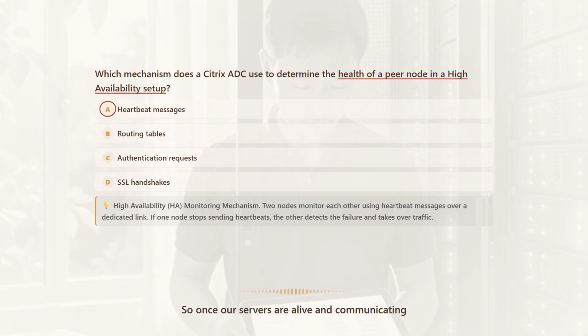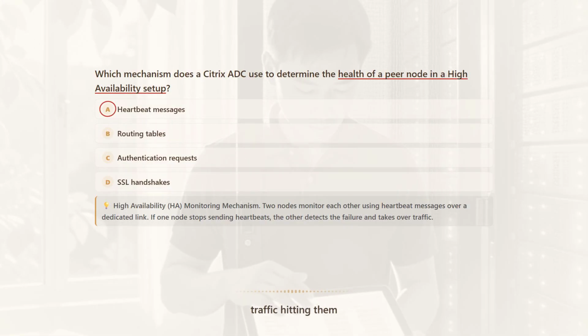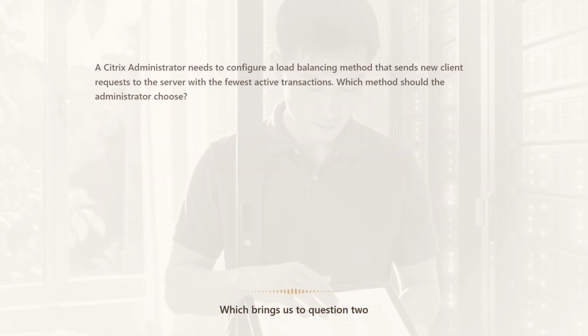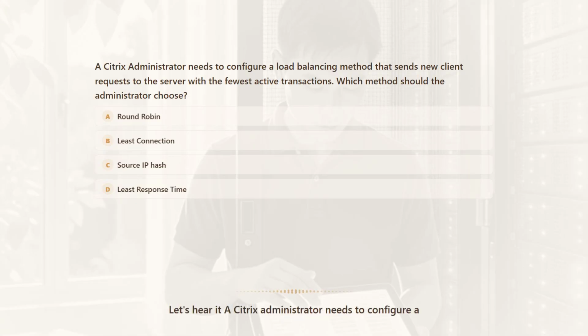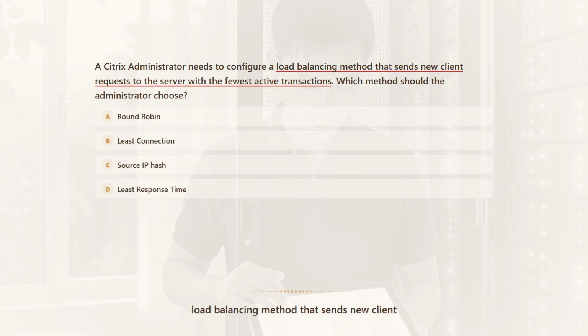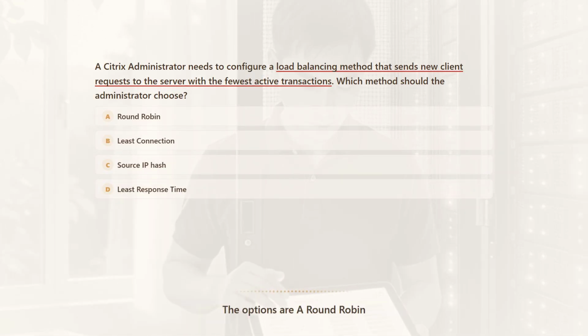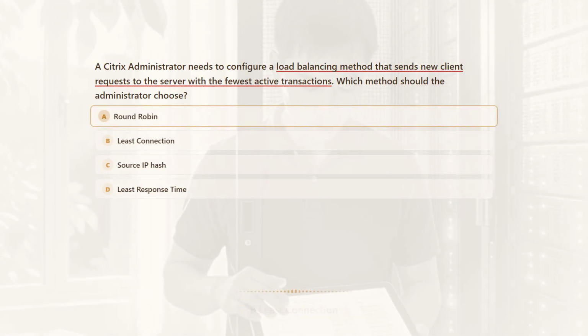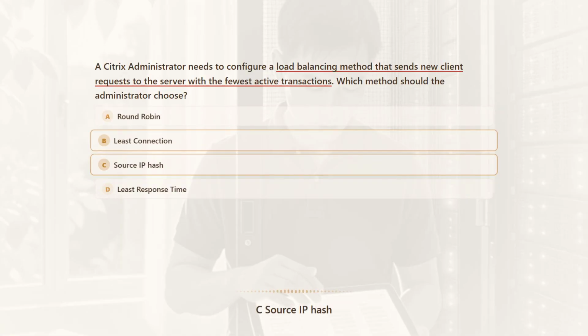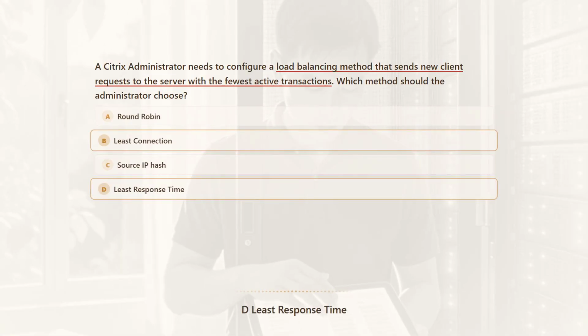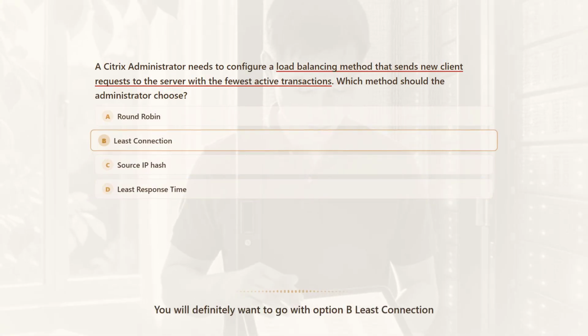So once our servers are alive and communicating, we need to efficiently distribute the traffic hitting them. Which brings us to question 2. Let's hear it. A Citrix administrator needs to configure a load balancing method that sends new client requests to the server with the fewest active transactions. Which method should the administrator choose? The options are A, round robin, B, least connection, C, source IP hash, D, least response time. You will definitely want to go with option B, least connection.